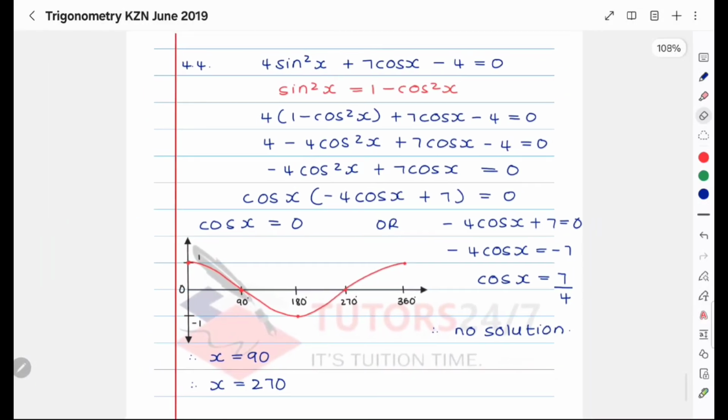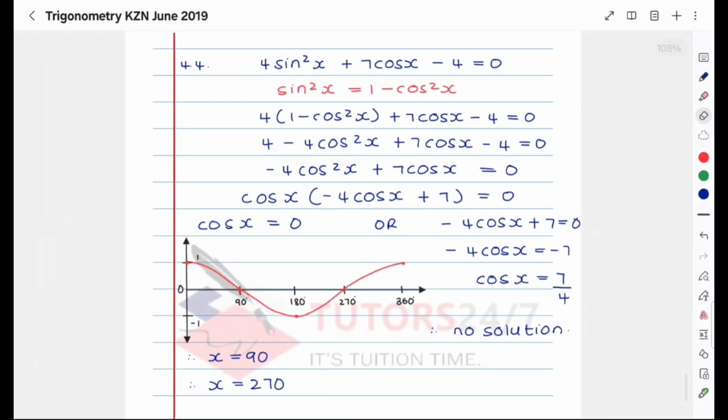Keep in mind, like I mentioned earlier, you could have just used your calculator and then pressed mode, table. Where you see f of x, you put cos x. You start at 0, you end at 360. Your step could have been 45 or 90, and you would just identify which x values produce a y value of 0. So that is it.